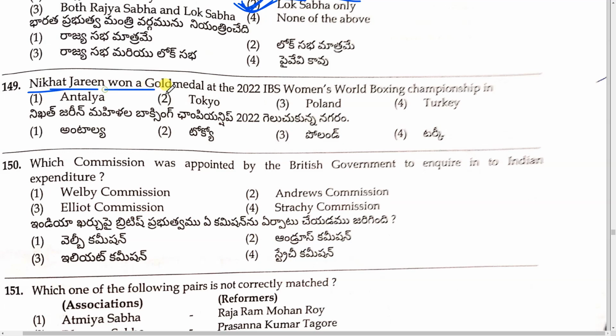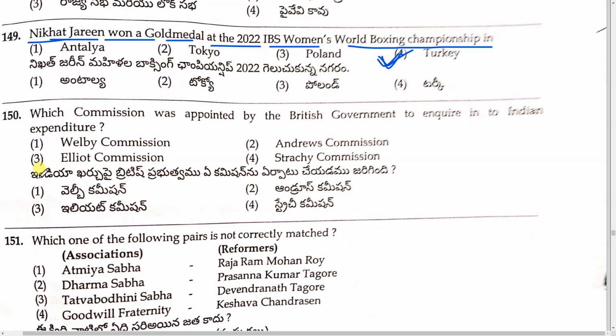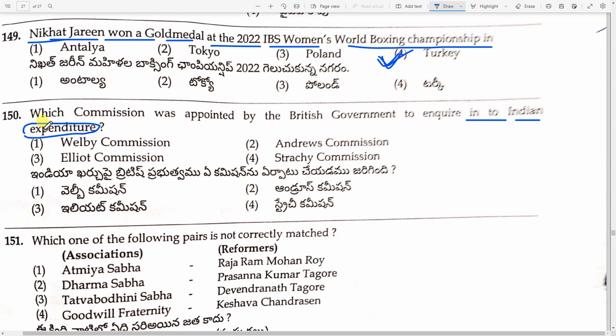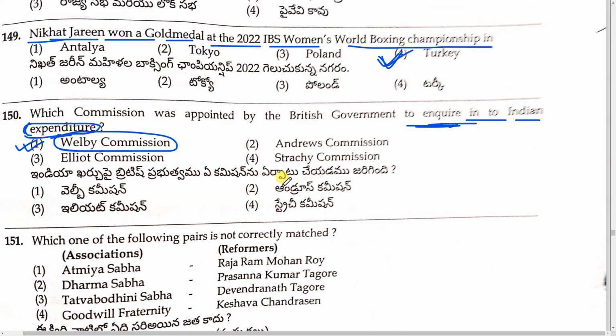Nikhat Zareen won a gold medal at the 2022 IBA Women's World Boxing Championships in Istanbul, Turkey. Which commission was appointed by the British government to inquire into Indian expenditure? Which commission basically checks the expenses? The commission is the Welby Commission. Okay, so this was from my end.